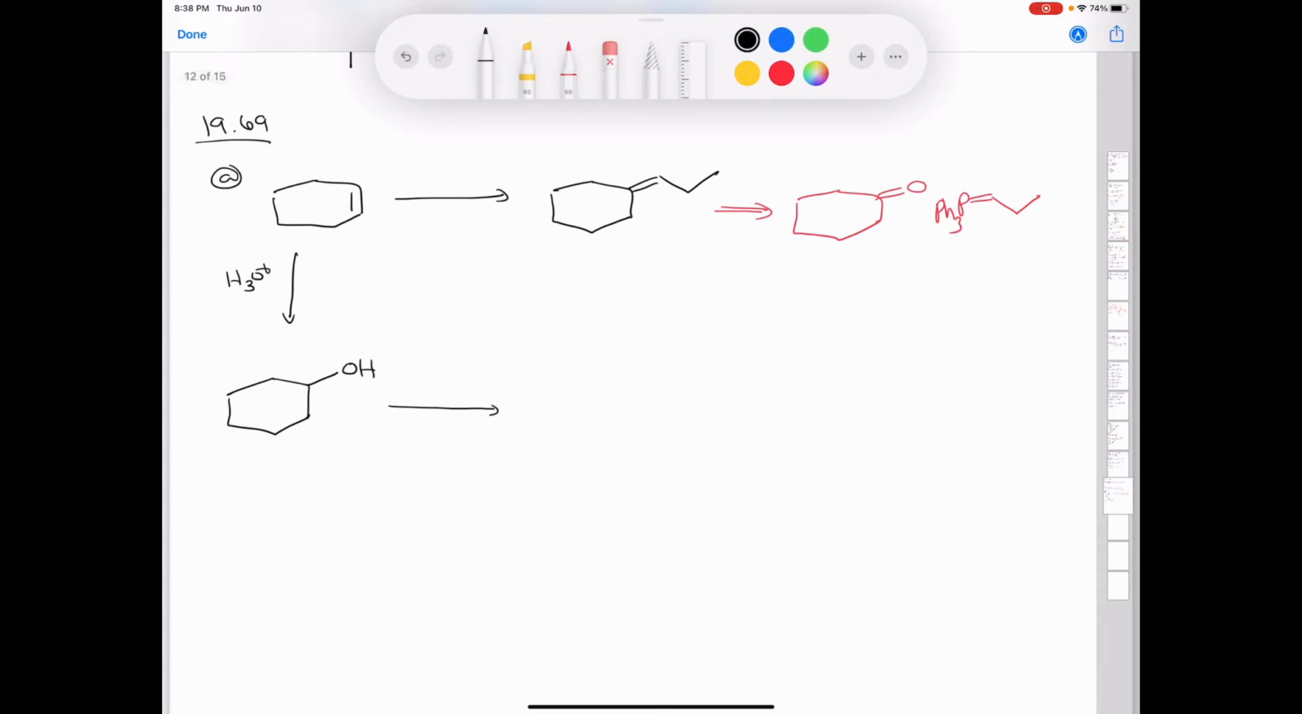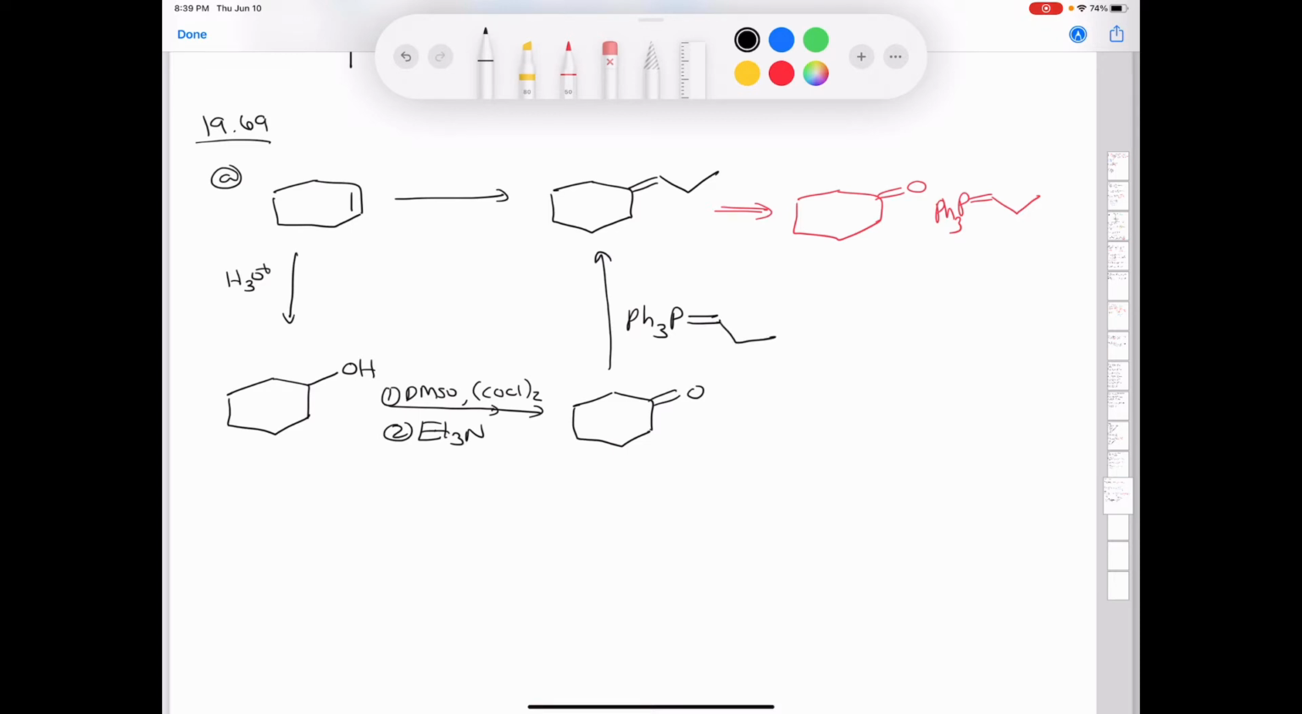Then we can oxidize that. Let's choose a Swern oxidation, so that's DMSO and oxalyl chloride, followed by treatment with triethylamine, and that gives us cyclohexanone. And then we just have to do our Wittig reaction. And again, here it doesn't matter. There's no E or Z to worry about, so nothing to even consider there. So we just draw our Wittig reagent. So we have 1, 2, 3 carbons, and there we go.